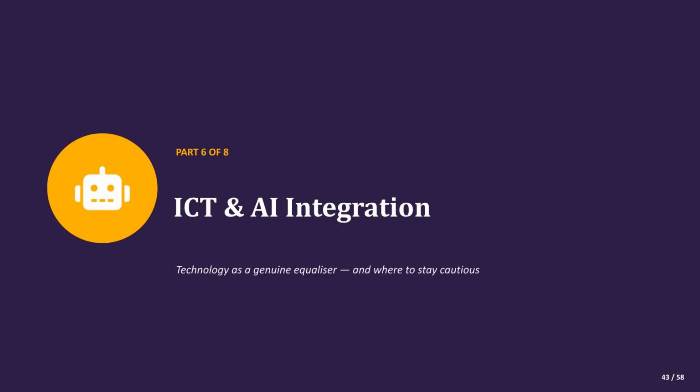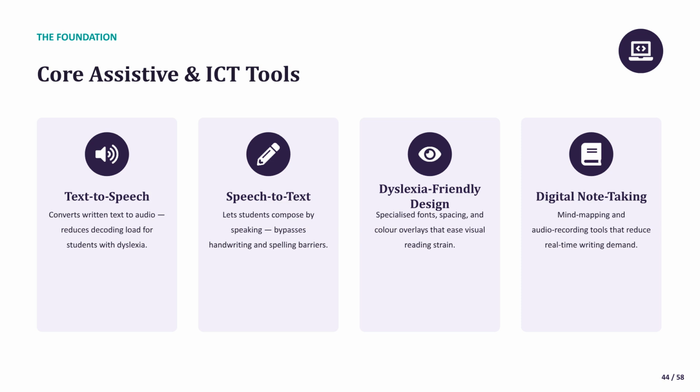Next, we turn to ICT and AI integration. We will look at how technology acts as a powerful equalizer for students, while keeping a cautious eye on its appropriate implementation. Essential tools include text-to-speech software to reduce reading load, speech-to-text for composing, dyslexia-friendly design tools, and digital note-taking solutions that support students who struggle with real-time writing demands.